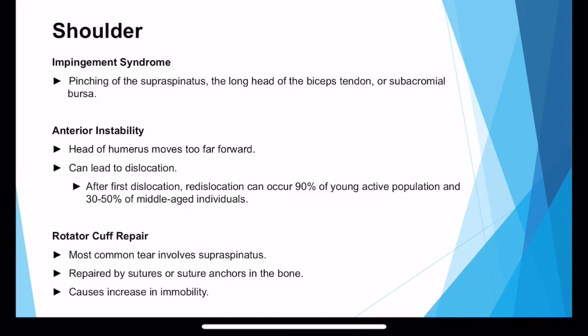We can have anterior instability. So that's the front of the shoulder. The head of the humerus moves too far forward, and that can lead to dislocation. And we just want to remember that after someone dislocates their shoulder, they're more likely to do it again. And then we have a rotator cuff repair. So that's the most common tear, and it will involve the supraspinatus. It's repaired by sutures or sutures anchored to the bone, and then it causes an increase in immobility.